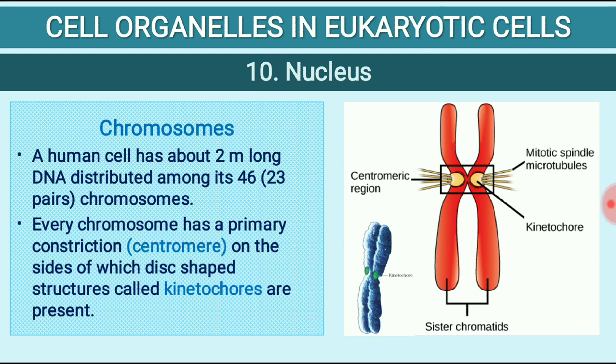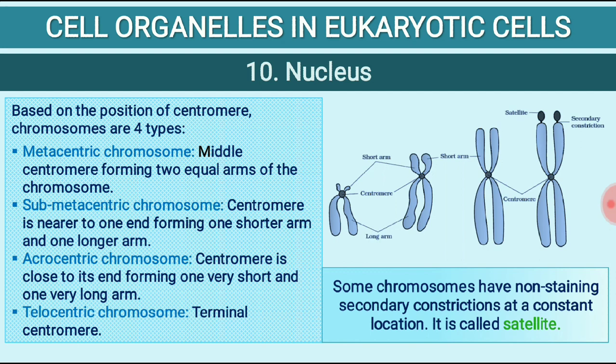Every chromosome essentially has a primary constriction or the centromere, on the sides of which disc-shaped structures called kinetochores are present. Based on the position of the centromere, the chromosomes can be classified into 4 types. The metacentric chromosome has a middle centromere forming 2 equal arms of the chromosome. The submetacentric chromosome has the centromere slightly away from the middle of the chromosome, resulting in 1 shorter arm and 1 longer arm. In case of an acrocentric chromosome, the centromere is situated close to its end, forming 1 extremely short and 1 very long arm, whereas the telocentric chromosome has a terminal centromere.